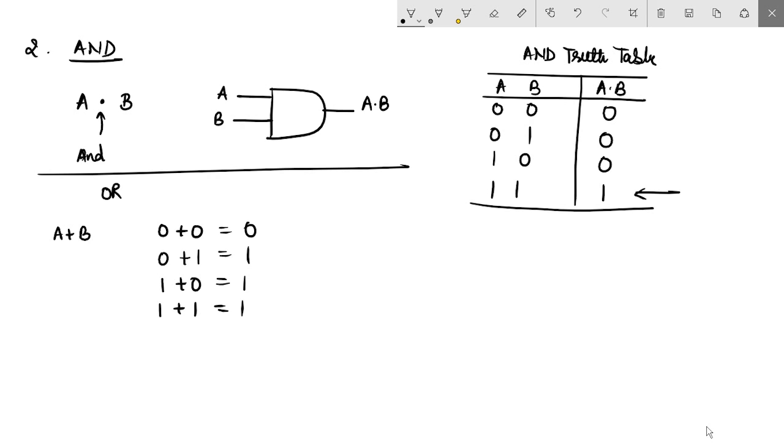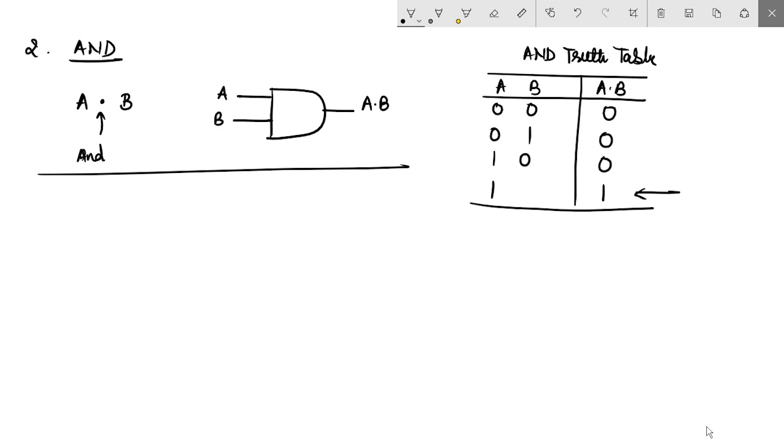But this is not binary addition, this is logical operation OR. So 1 or 1 is 1. Okay? So it has some sort of relationship with mathematical operations, but not directly. But I think that relationship you can kind of figure out.